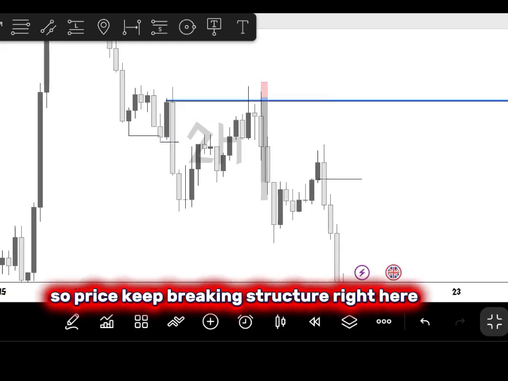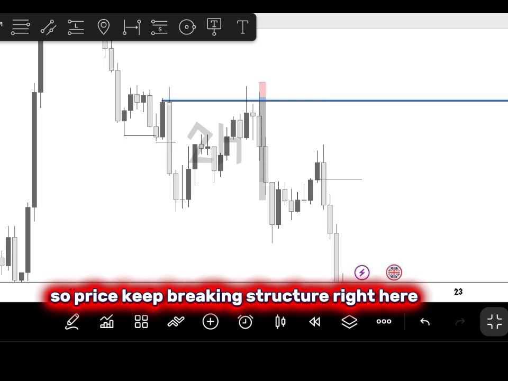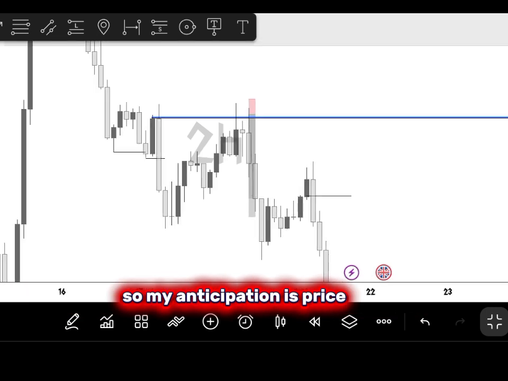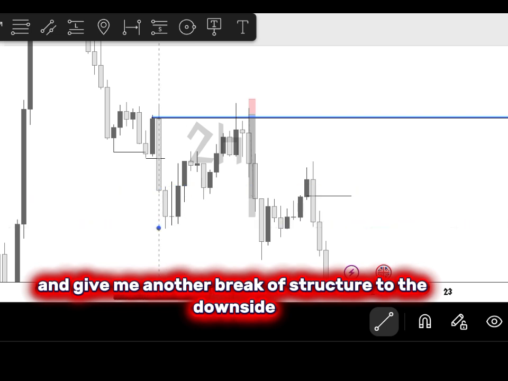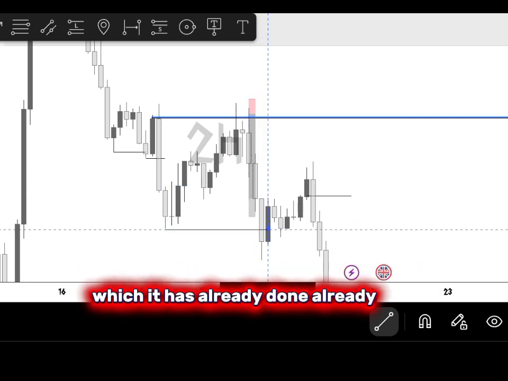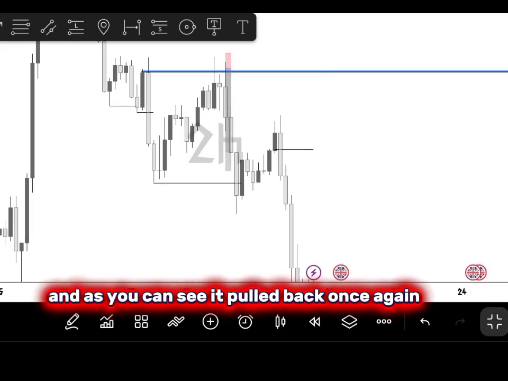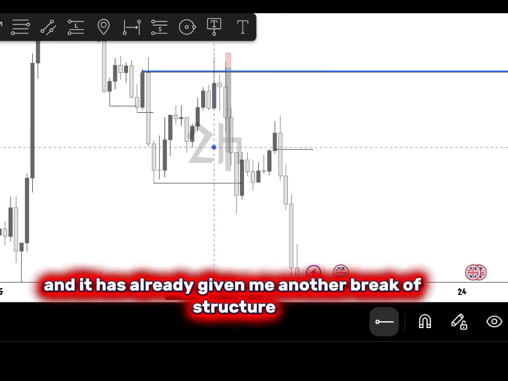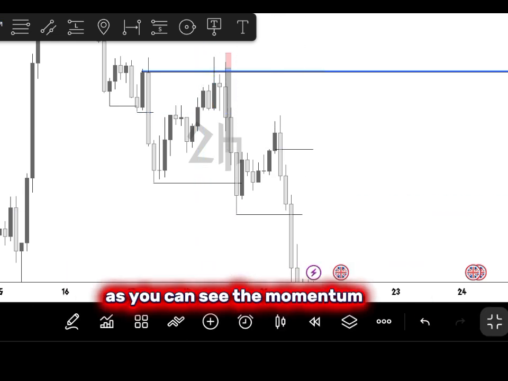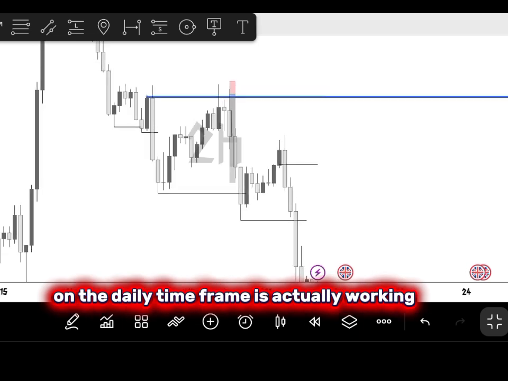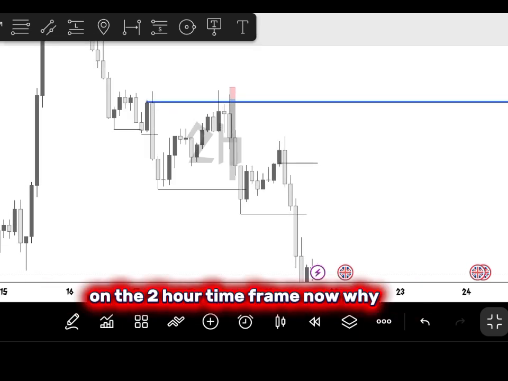So price keeps breaking structure right here. My anticipation is price will pull back to this upside and give me another break of structure to the downside, which it has already done. And as you can see, it pulled back once again, and it has already given me another break of structure. As you can see, the momentum on the daily time frame is actually working on the 2 hour time frame.